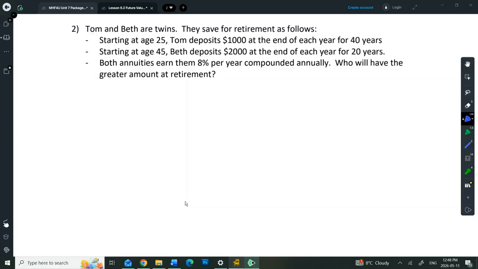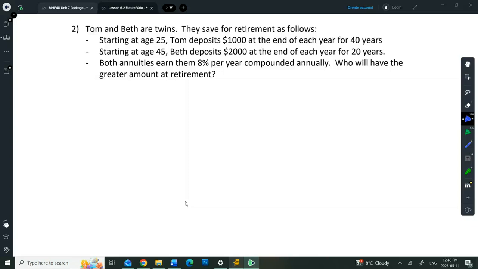Alright, Tom and Beth are twins. They save for retirement as follows. Tom, starting at age 25, deposits $1,000 at the end of each year for 40 years. Beth starts at age 45. She deposits $2,000 at the end of each year for 20 years.